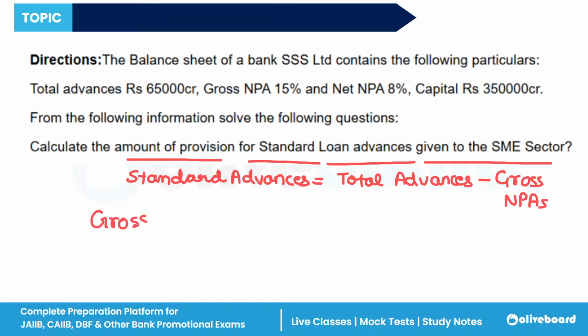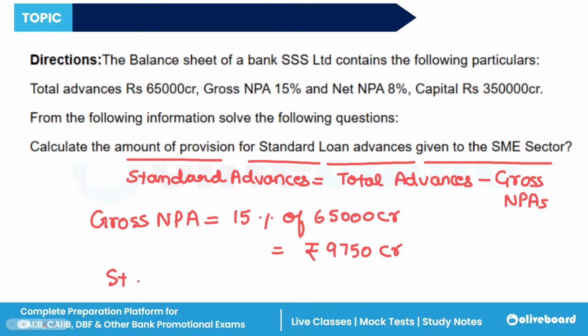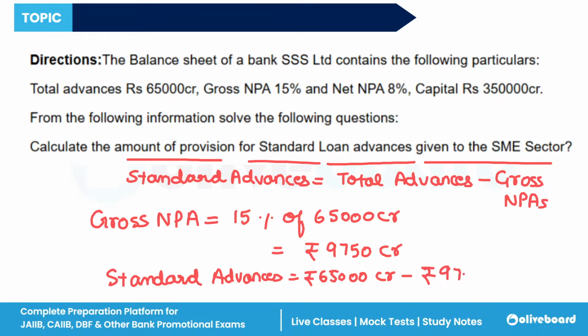Now, first calculate gross NPA, and the percentage is given, that is 15%. So 15% of advances, that is 65,000 crore, which is equal to 9,750 crore. And then I am able to calculate this standard advance, which is equal to 65,000 crore minus this rupees 9,750 crore, which is equal to rupees 55,250 crore. Simple calculation, right? Simple formula and simple calculation is there.